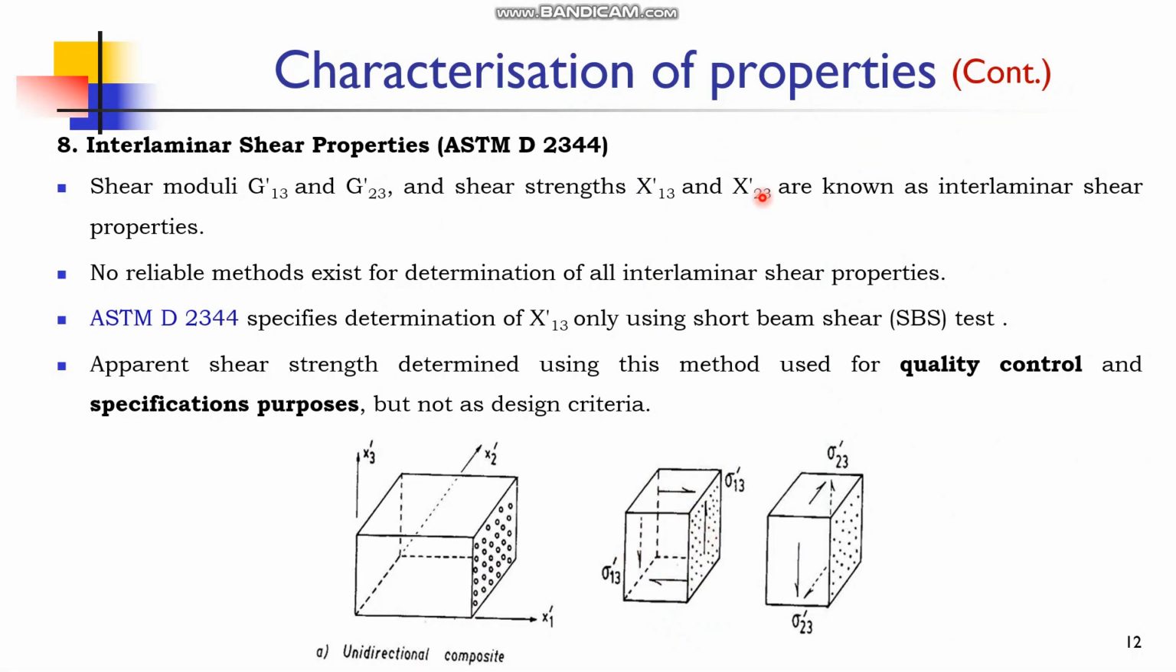Sigma 23 or X23 refers to the stress which is acting on the second face and directed in the third axis. The face which is perpendicular to X2, this stress and this stress refer to sigma 23, that is also interlaminar shear. The most conventionally used method is as per the ASTM D2344 standard. With this ASTM D2344 standard, only the shear strength X13 can be captured.